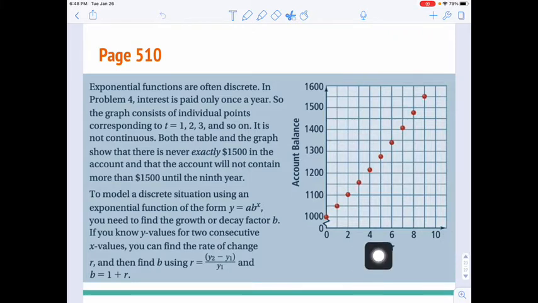So we saw that at 9 years we would have over $1,500, and at 8 years it was below $1,500, but because you only get the interest once a year, there is no line drawn through these points, so we don't have exactly $1,500 at any point.